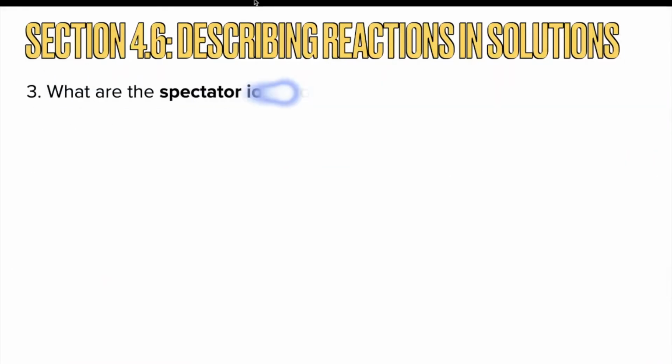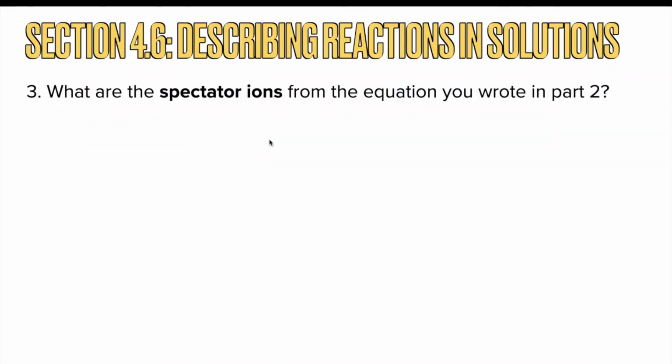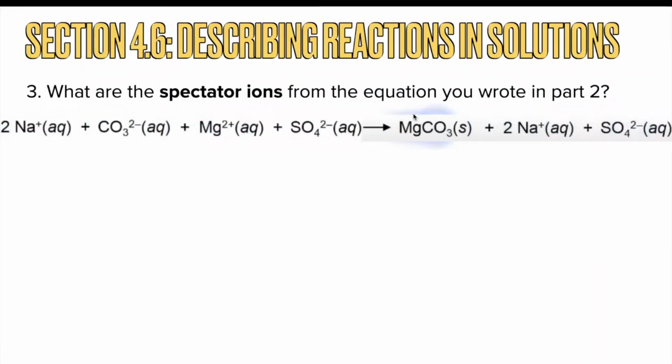All right, so what are the spectator ions from the equation we wrote in part 2? So this is our equation we wrote from part 2. Spectator ions, the way I describe them is always like, they literally are spectators. They do not actually inform the reaction. They are floating around in the solution still, but they don't actually make a precipitate or anything like that, or a gas.